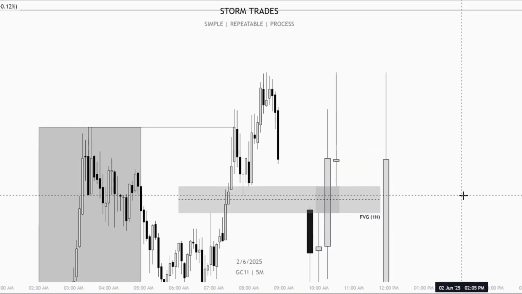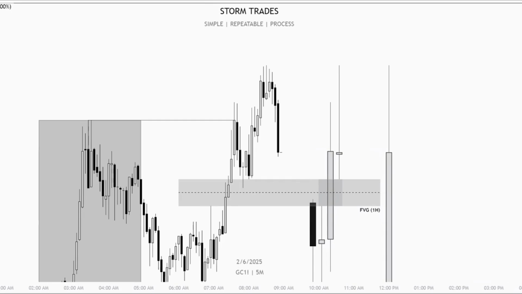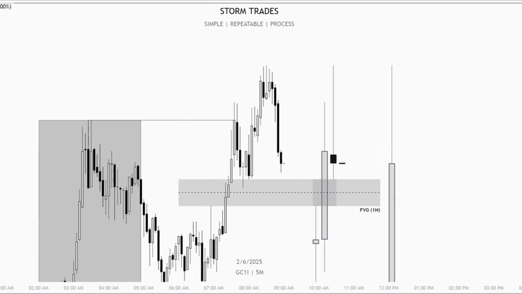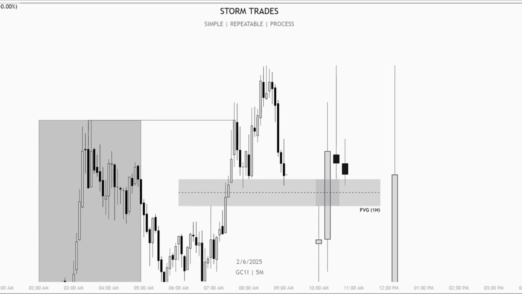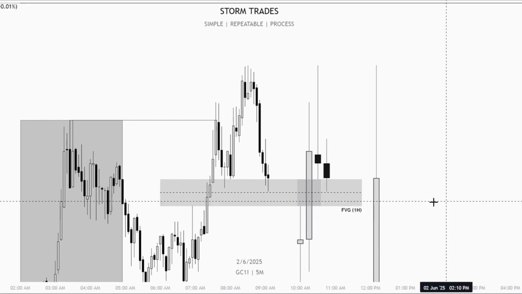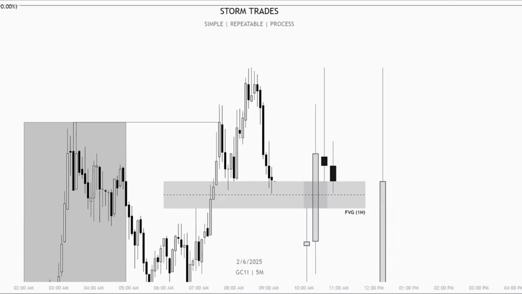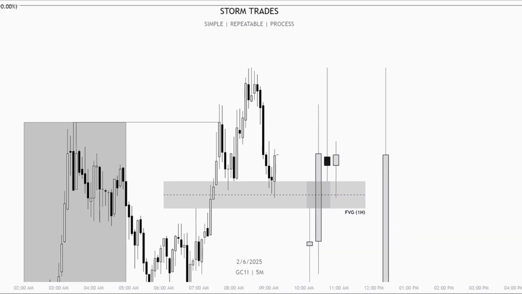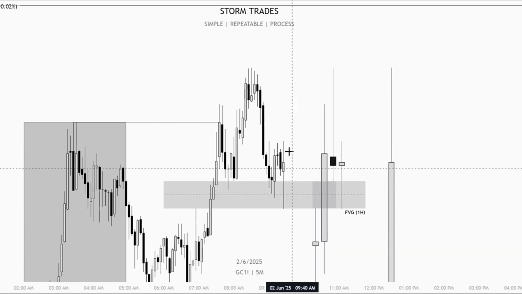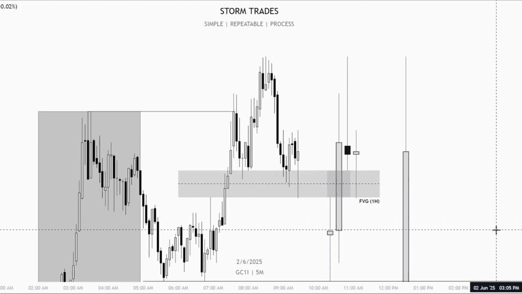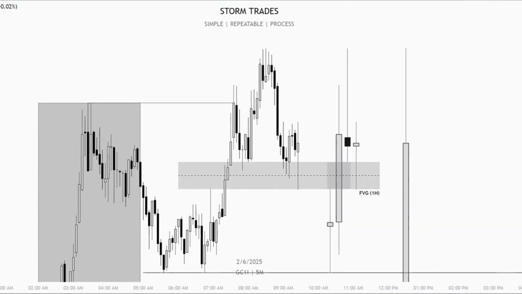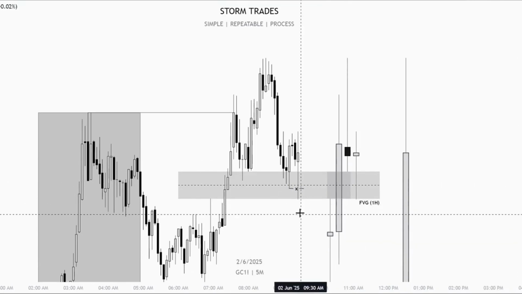Now, I want to take a note here that I will be watching for a sweep into the hourly fair value gap. At this point, I am now watching price and looking for structure to form. Okay, when I say structure, I'd like to see some swing highs and swing lows, and boom, right there is where we get our liquidity sweep.